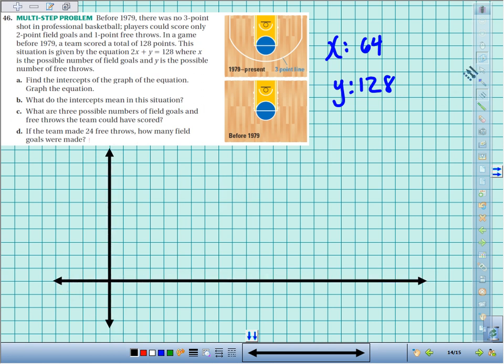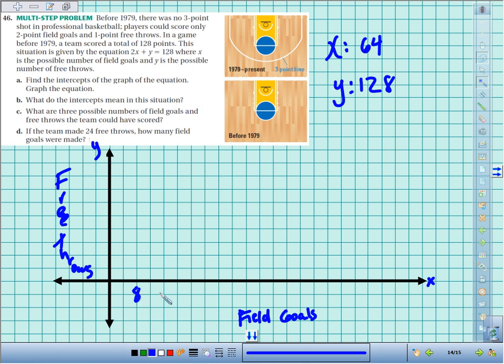since I'm dealing with field goals and free throws, I can't have negatives, so I can focus on the first quadrant. X is my field goals. Y is my free throws. And my x-intercept going up to 64, I'm not going to go by ones. Maybe to keep things simple, I'll go by fours.